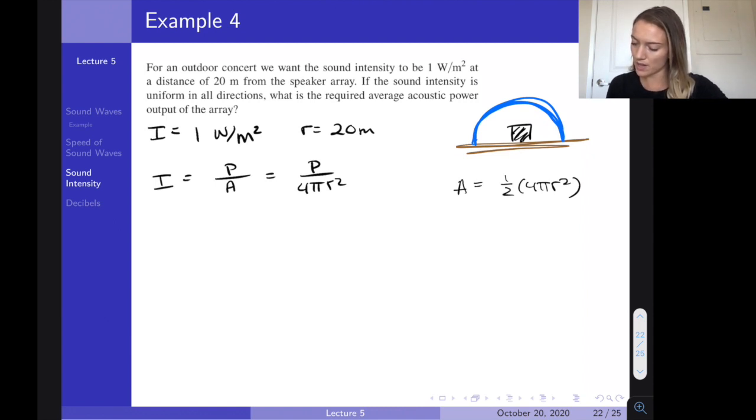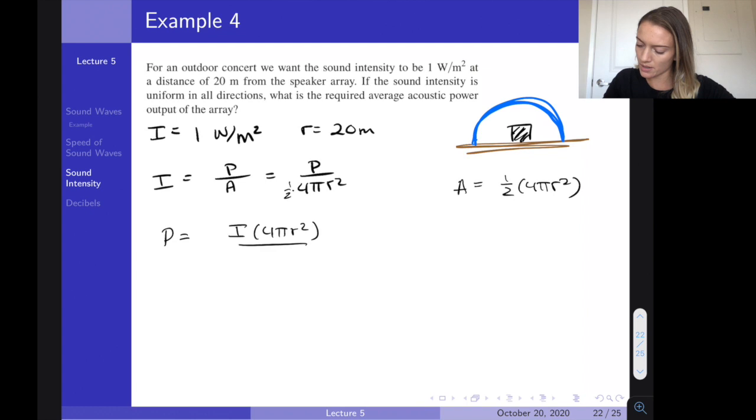So we just want to find the power. So let's solve for power here. This is 1/2 times 4 pi r squared, so our power will just be I times 4 pi r squared over 2. The intensity, we said, is just 1, and then 4 pi, the radius is 20 squared, which will be 400, and then divide that by 2, and we get 2,500 watts.